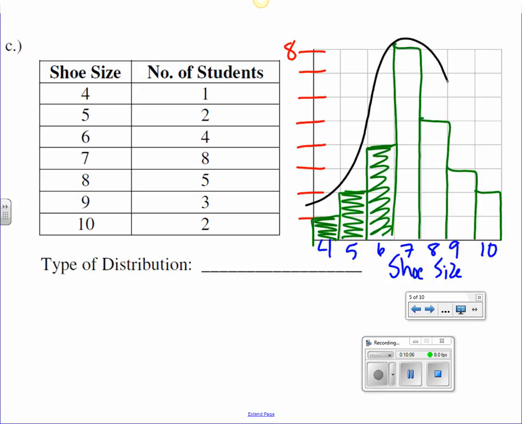Okay, what are your thoughts on this one? Normal. Why is it normal? It's even on both sides, okay? So it's normal.